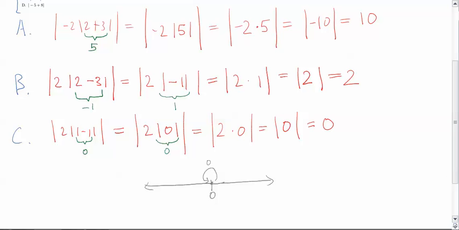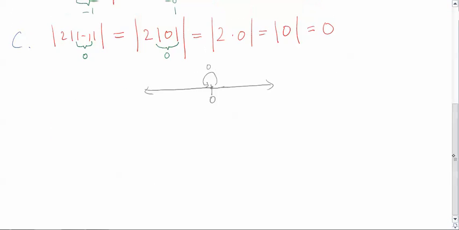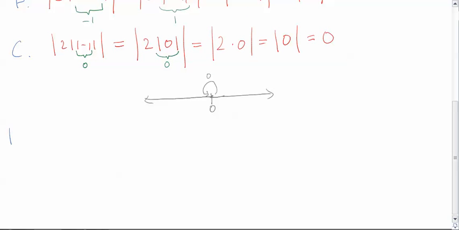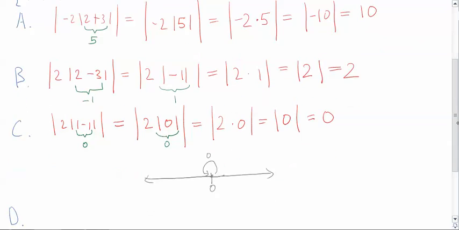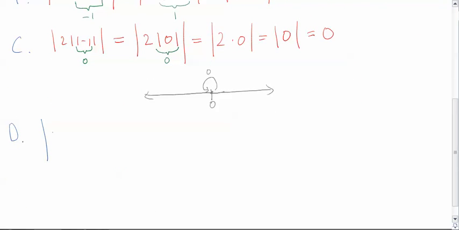Finally, we're going to work on part D. So in part D, we have to find the absolute value of the absolute value of negative 5 plus 8. Like always, we're going to work from the inside out. Actually, let me rewrite that in red. Okay. So first of all, negative 5 plus 8 is equal to 3.